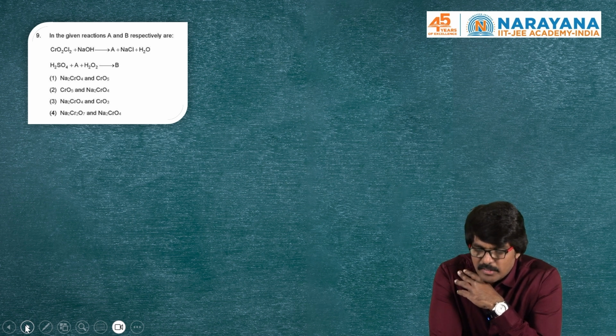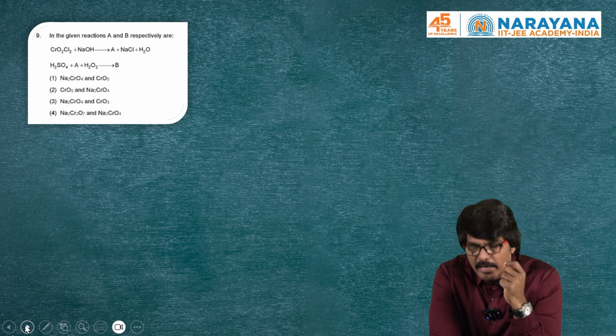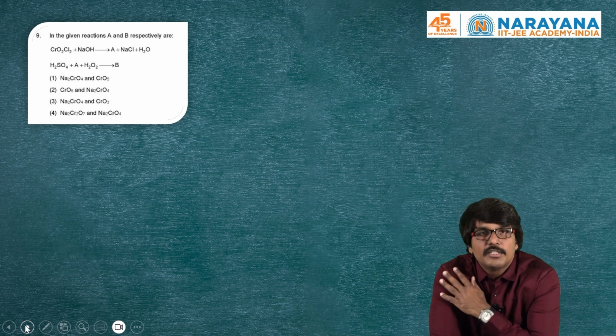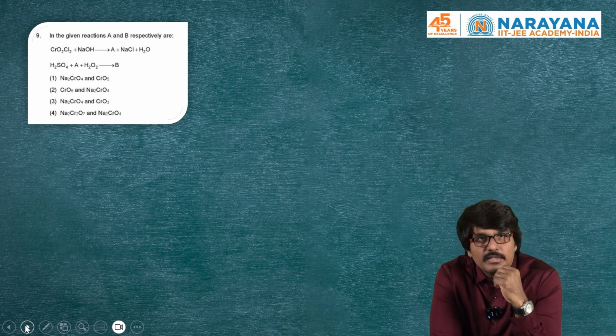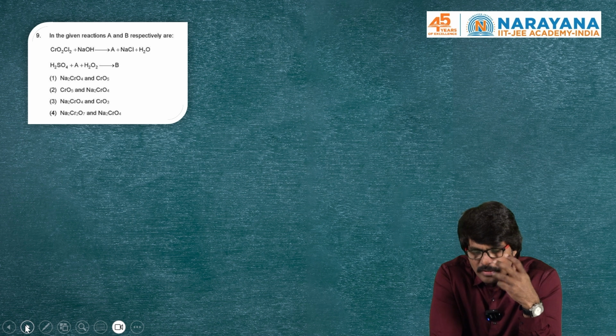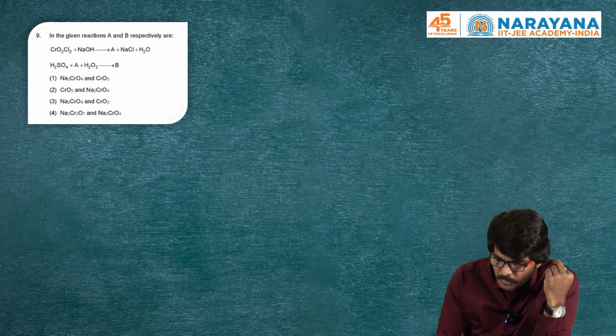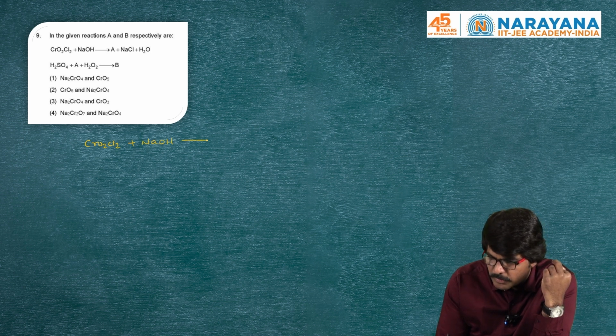And the next one: in the given reactions A and B respectively. This is a qualitative analysis, salt analysis, chloride ion test, the chromyl chloride test, we can say. So here this is CrO2Cl2, and on reaction with NaOH that gives Na2CrO4, sodium chromate, with the removal of NaCl and water. Of course, this is a yellow colored solution.